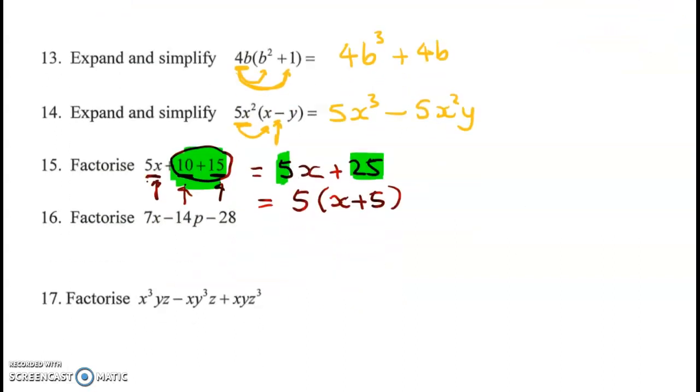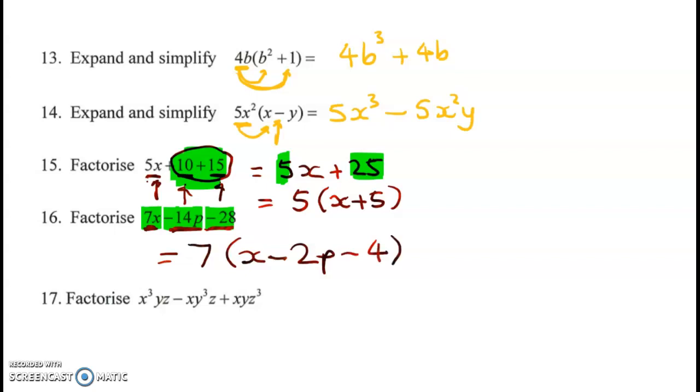Next one, number 16. Right, we've got 7x, 14, take away 14p, take away 28. My highest common factor is 7. 7 times what will give me 7x, 7 times x. 7 times what will give me minus 14p, minus 2p. And 7 times what will give me minus 28. Take away 28, it's going to be this. Okay, so just the same idea, except that I've got 3 terms.